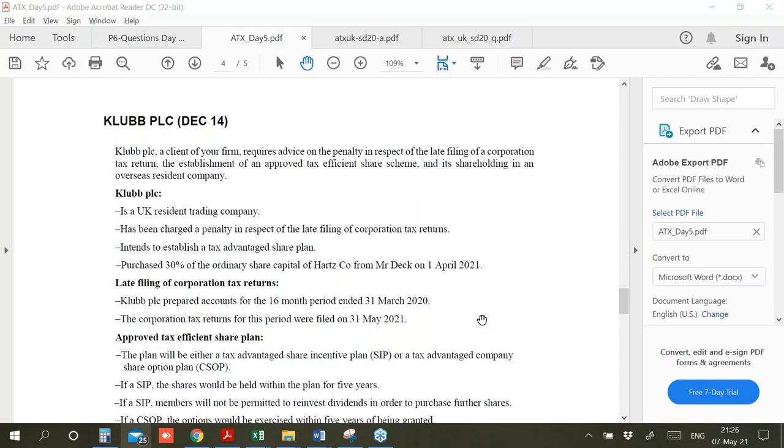Okay, so we now know what Hardsco is. Hardsco is a company for which Club PLC has bought a 30% shareholding. So the first condition of CFC, that the ownership should be at least 25% or more, is satisfied.